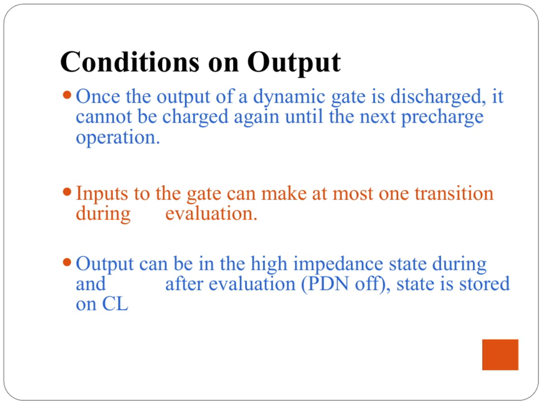Lastly, the output can be in a high impedance state both during and after evaluation, which happens when the pull-down network is off. In this state, the output's value is effectively stored on the load capacitance, or CL. This characteristic is crucial because it allows the gate to hold a value even when it's not actively being driven.